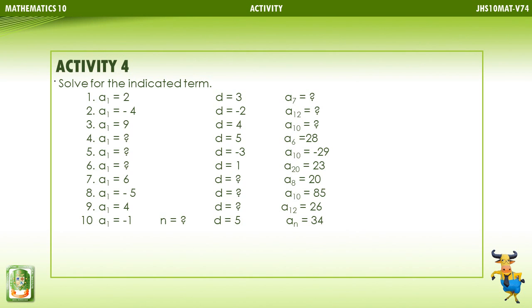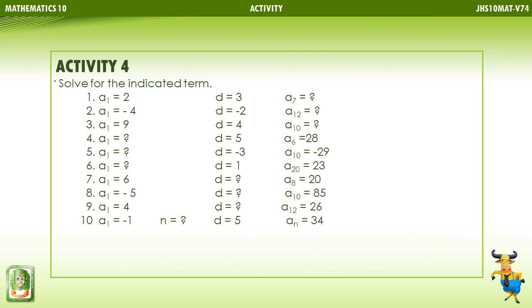Activity 4. Solve for the indicated term. 1. A sub 1 equals 2, d equals 3, a sub 7 equals ____. 2. A sub 1 equals negative 4, d equals negative 2, a sub 12 equals ____. 3. A sub 1 equals 9, d equals 4, a sub 10 equals ____.